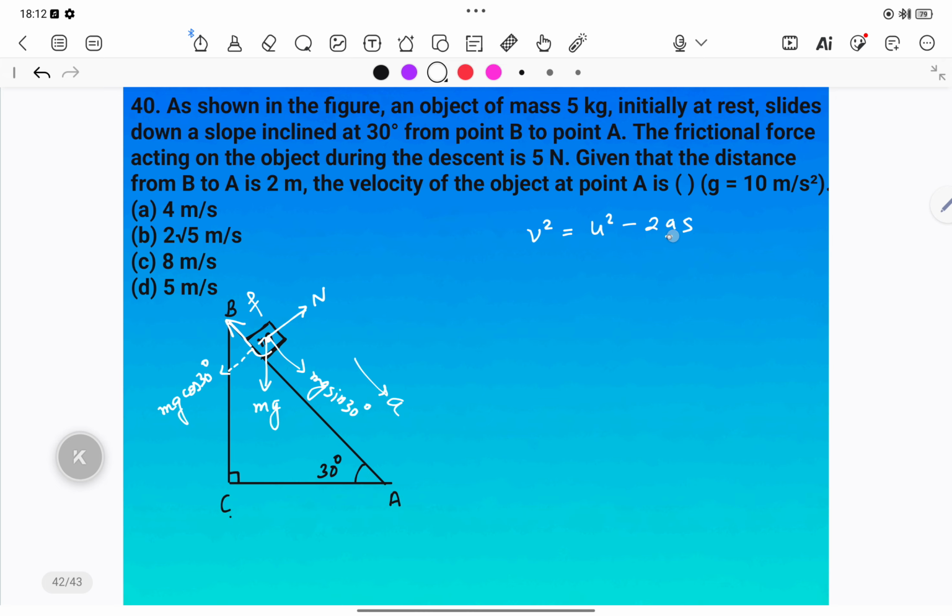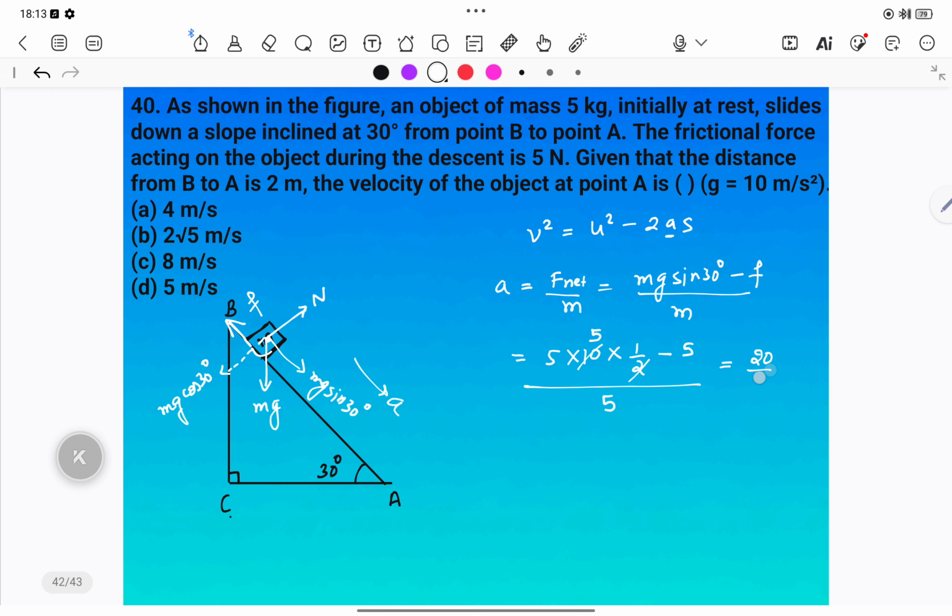First we need to calculate the acceleration. So acceleration will be equal to the net force divided by mass. Since the object is moving in the downward direction, net force will be mg sine 30 degree minus friction force, divided by mass. So we will put the value of mass, which is given as 5, g is 10, sine 30 is half, minus friction force is given as 5 Newton, divided by mass 5. So this will become 25 minus 5, that is 20, divided by 5. So it will become 4 meter per second square.